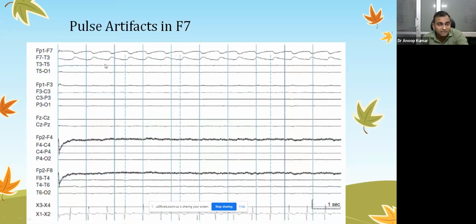Now you can see the pulse artifact, which classically matches the EKG. The pulse artifact is occurring in F7, and they are mirror images of each other, and they are kissing each other.